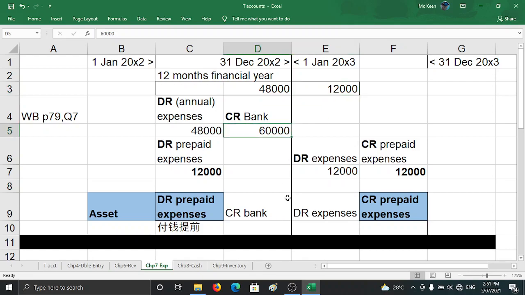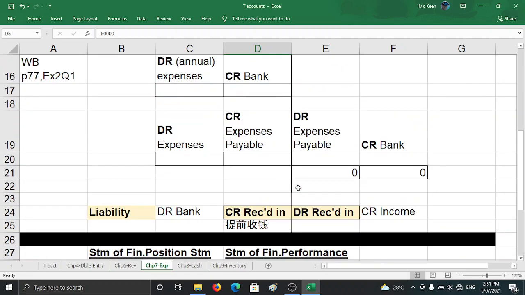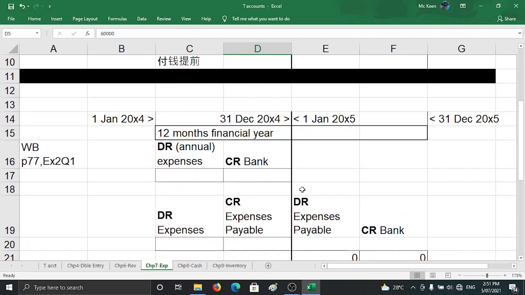So scenario 2, when expenses become liability. This one is page 77 for the workbook exercise 2, question 1. Okay, question asks, Cochin Construction pays accident insurance for its staff in the year ended 31st December. Okay, so information given 31st December year. So this is the financial year, following financial year. They paid 30,000 for insurance expenses. Okay, so 30,000. This out from the bank.